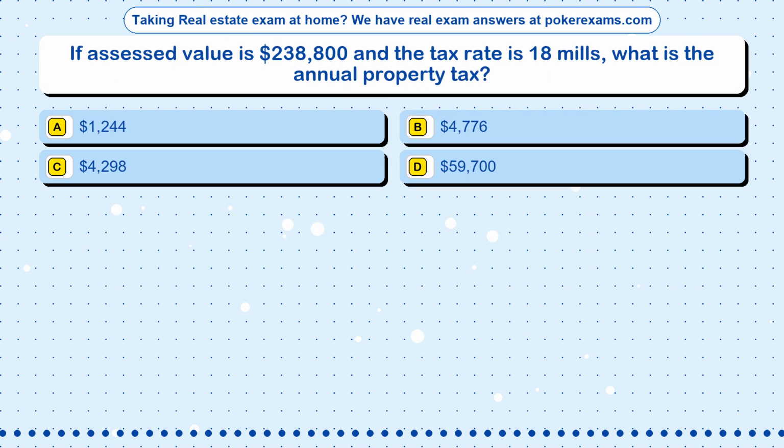Question 95. If assessed value is $238,800 and the tax rate is 18 mils, what is the annual property tax? Option A, $1,244. Option B, $4,776. Option C, $4,298. Option D, $59,700.